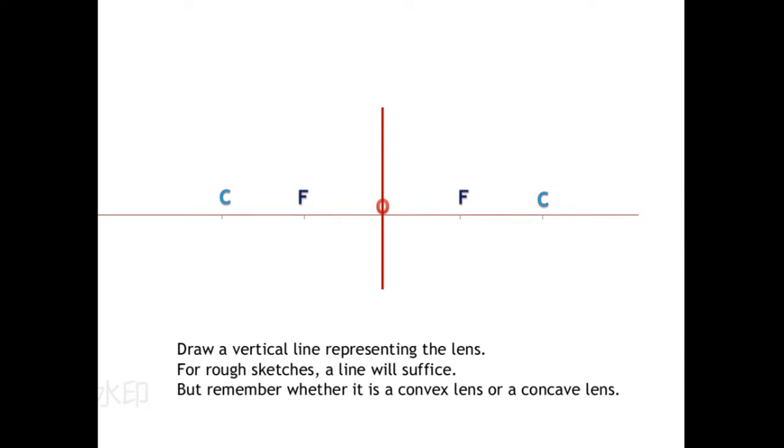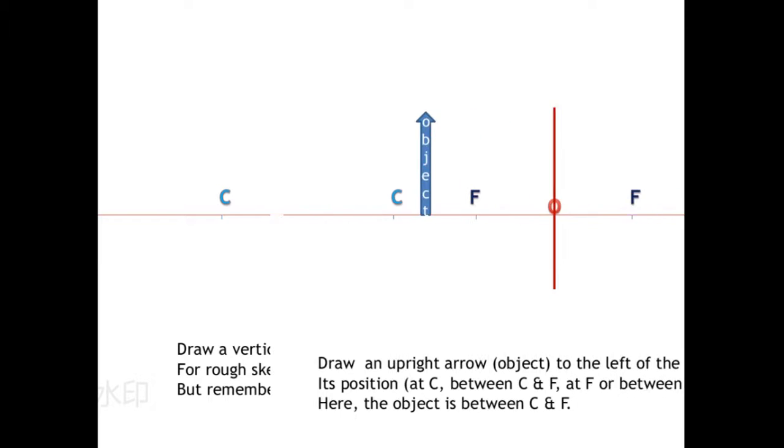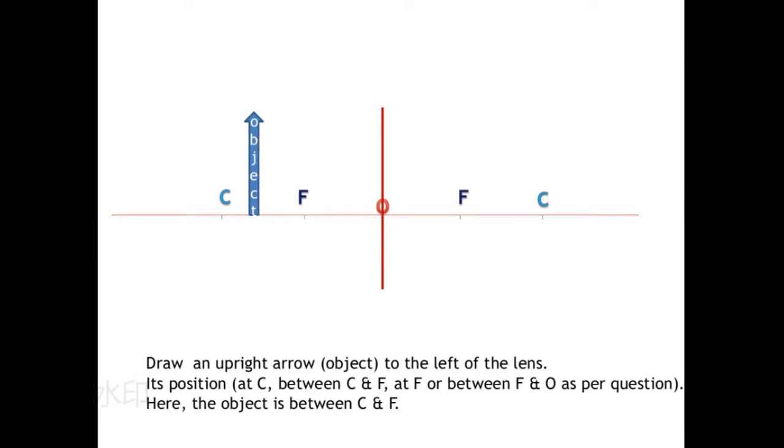Draw a vertical line representing the lens. For rough sketches, a line will suffice, but in some cases you may have to draw a full concave or convex lens. Draw an upright arrow object to the left of the lens. Object is always to the left of the lens. Its position will be as per the question. Here the object is between C and F.